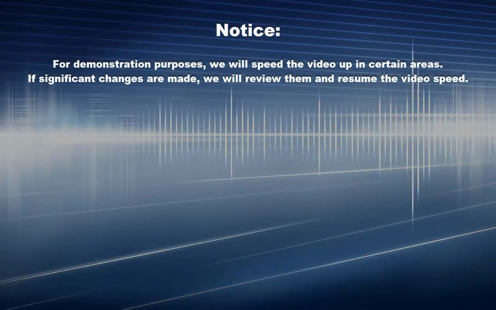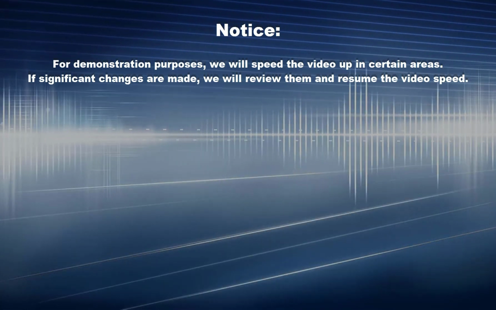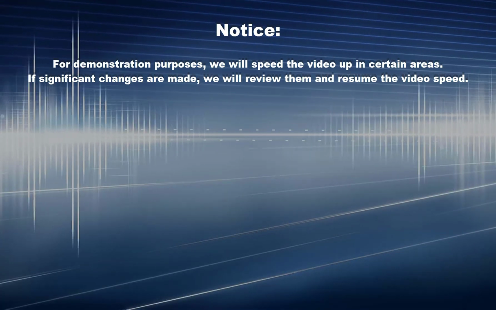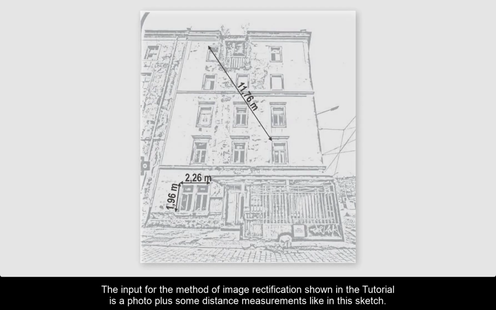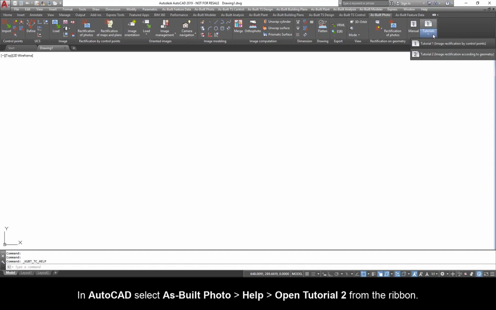Notice, for demonstration purposes, we will speed the video up in certain areas. If significant changes are made, we will review them and resume the video speed. The input for the method of image rectification shown in the tutorial is a photo plus some distance measurements as in this sketch. In AutoCAD, select As-Built Photo, Help, open Tutorial 2 from the ribbon.